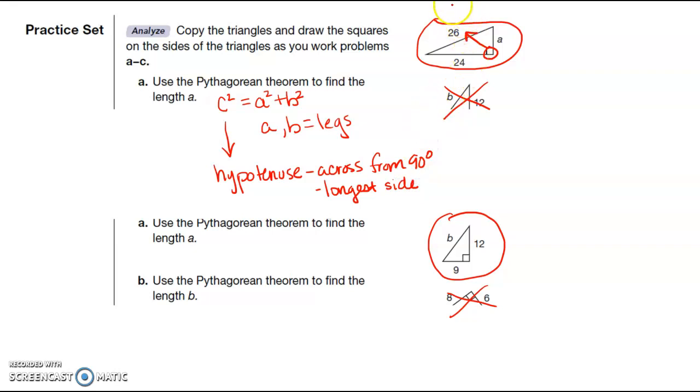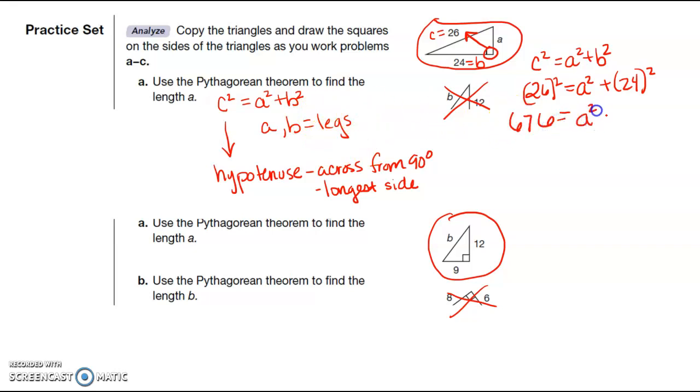Okay, so if I were going to label these, this would be C. I'm trying to find A, and this is B. Okay, so let's go ahead and write my formula here. So I have 26, we're going to square that, equals, I don't know what A is, 24, we're going to square that. So I'm going to use my calculator. 26 times 26 is 676. A squared we're still trying to figure out. 24 times 24 is 576.